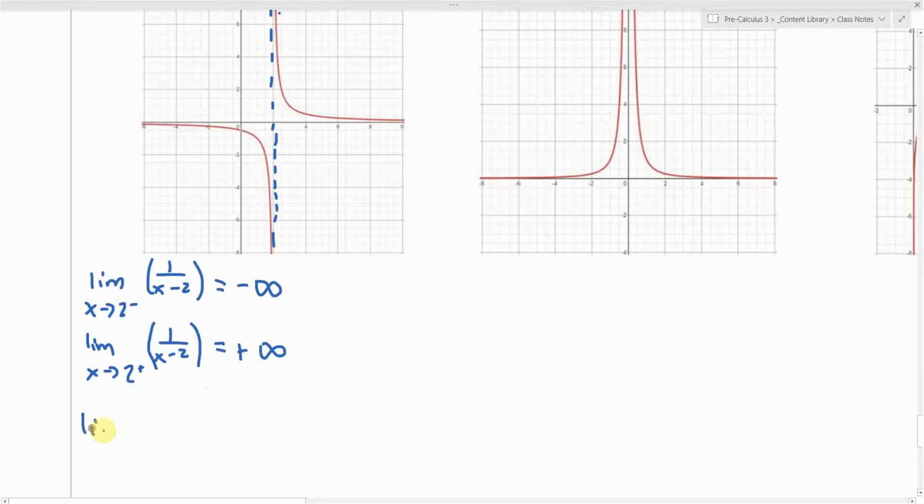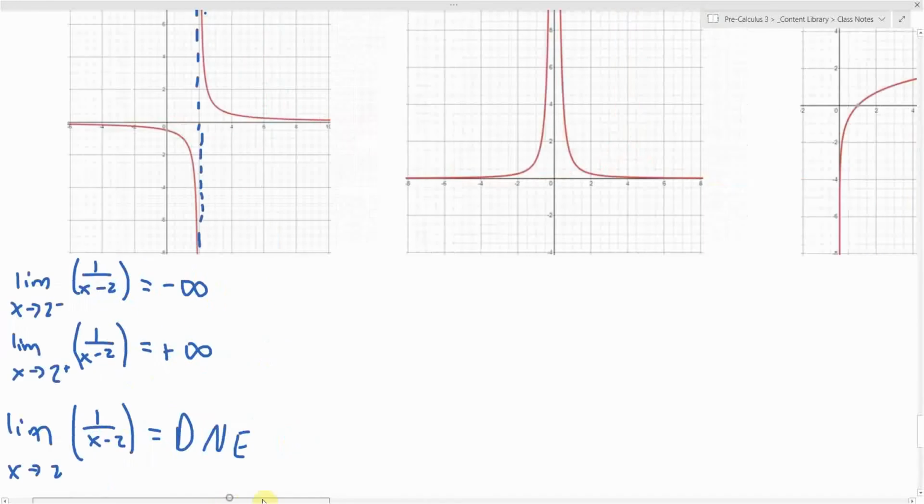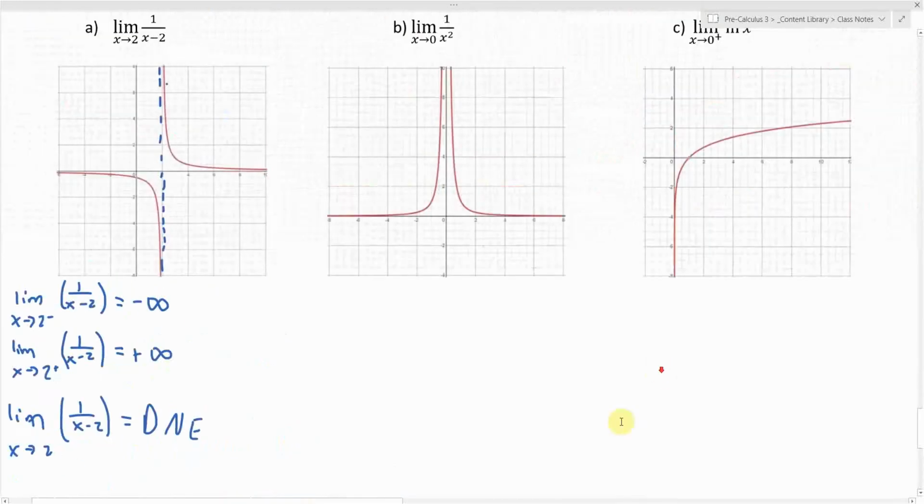But since they're heading in opposite directions, we can talk about the limit as x approaches 2 and say, well, since it's heading in opposite directions as we go toward 2 from opposite sides, positive infinity and negative infinity aren't equal to each other, so we'd say the limit does not exist. So there's really three things to notice here. The left-hand limit is negative infinity, the right-hand limit is positive infinity, and the overall limit as x approaches 2 does not exist. Let's move on and look at another couple of functions here.